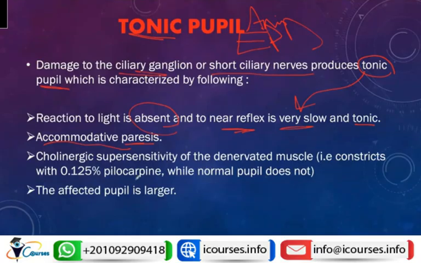So if we put a weak cholinergic agent like 0.125% pilocarpine, which is a very weak concentration, this will be too weak to cause constriction of the normal pupil, but it will cause constriction of the tonic pupil because the tonic pupil is suffering from denervation hypersensitivity. And as we mentioned, since the efferent pathway is damaged, the affected pupil will be larger.